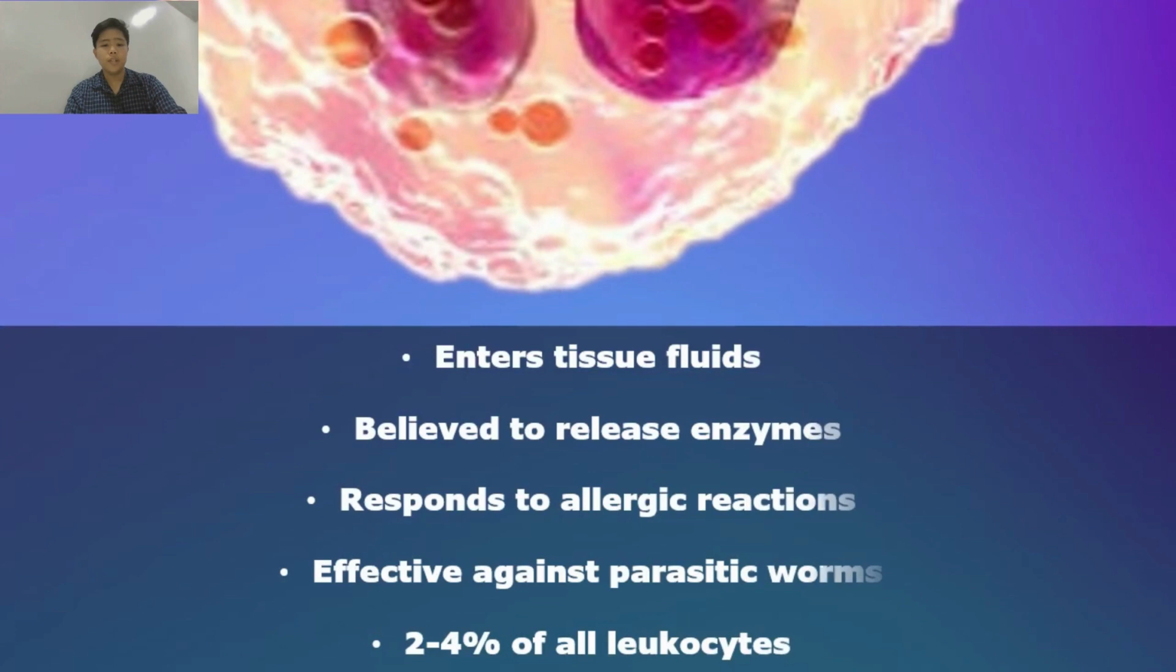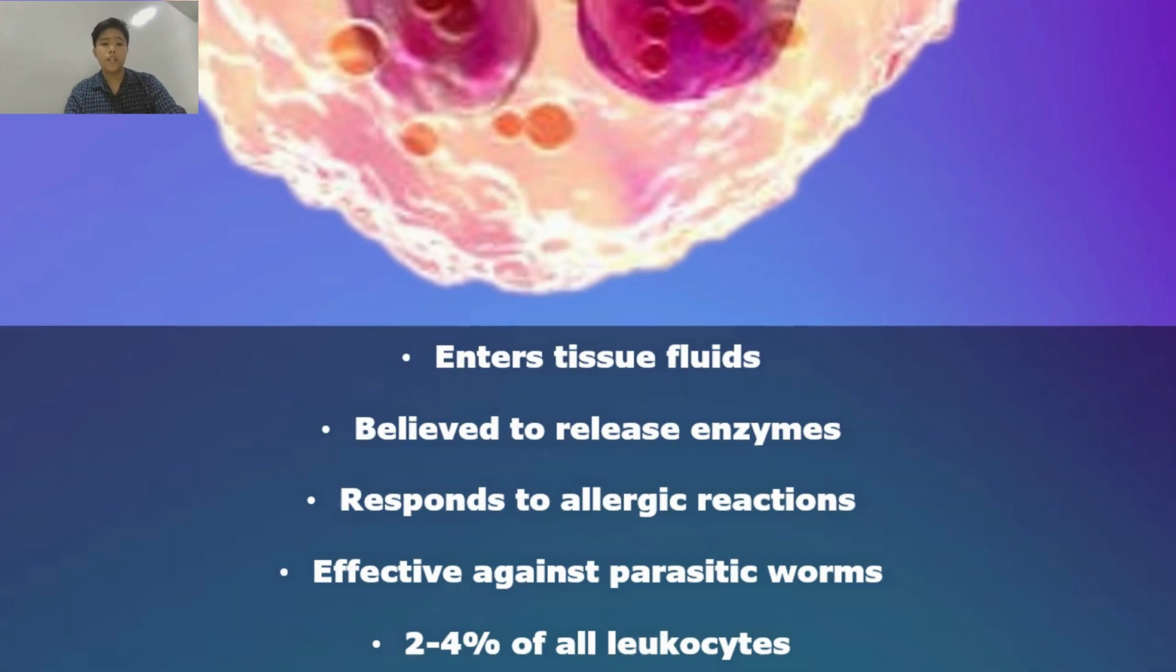Let's move on to the eosinophils. These WBCs enter tissue fluids to respond to allergic reactions, which is believed to release enzymes. And they also specialize in defending us from parasitic worms. The population of the eosinophils is around 2 to 4% of the total WBCs in our blood.